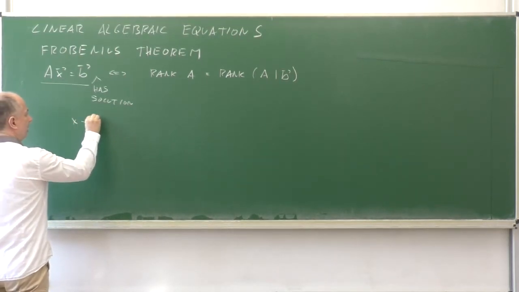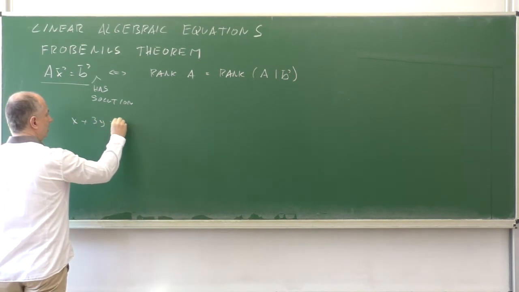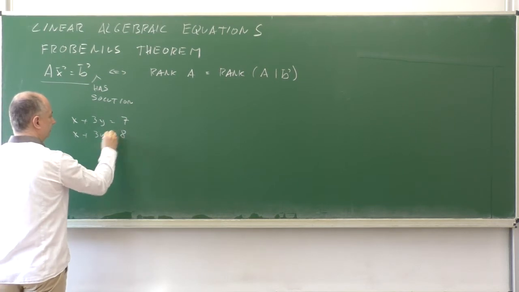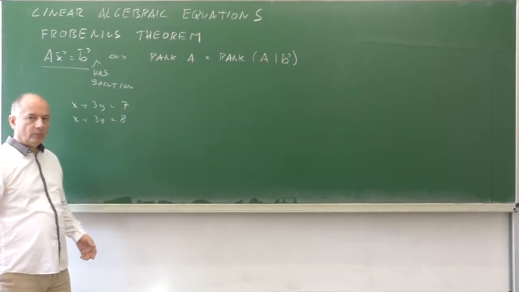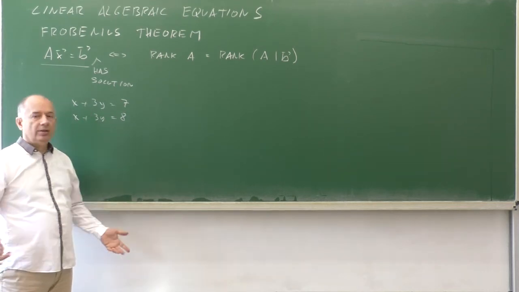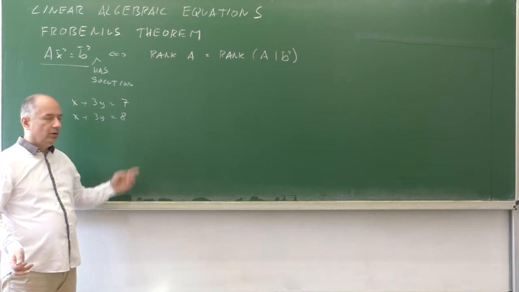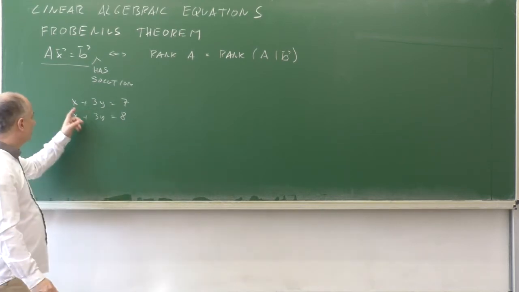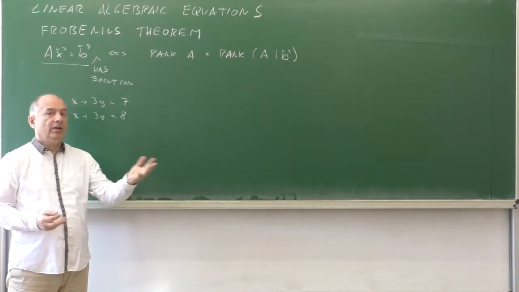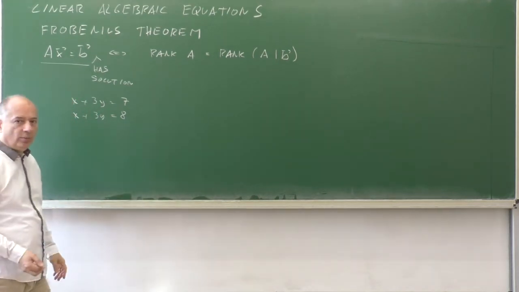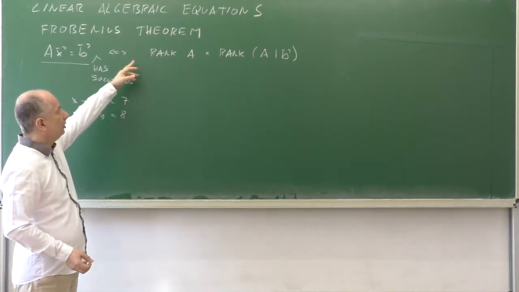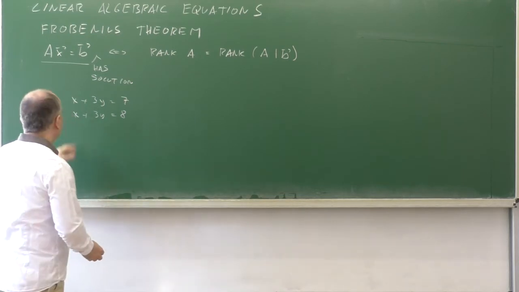Consider the system x + 3y = 7 and x + 3y = 8. It's obvious that if the left-hand sides agree, the right-hand sides should agree as well. If they don't, no solution. Because x + 3y being anything, it cannot be simultaneously 7 and 8. So this has obviously no solution. But let me take this example as an illustration of this theorem.